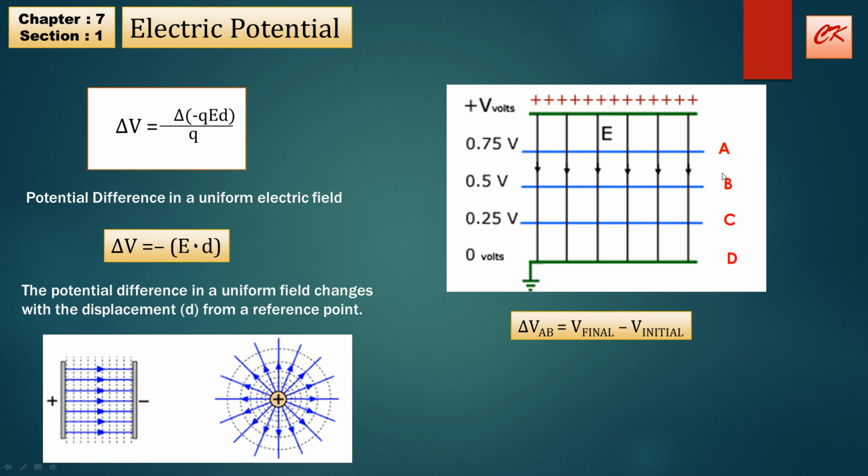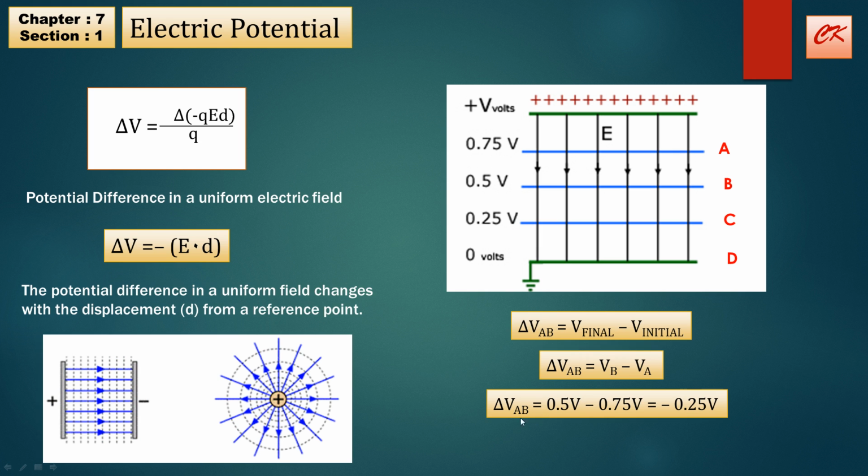If any particle moves from A to B, when we write delta VAB, it means the potential energy change from A to B. What does delta mean? Final minus initial. So for VAB, delta VAB will be VB minus VA, because the particle moves from A to B, final minus initial.